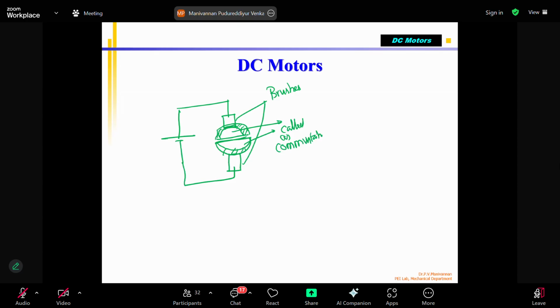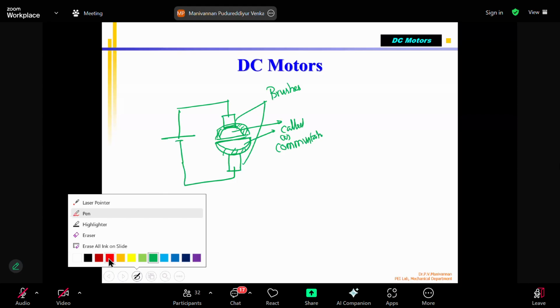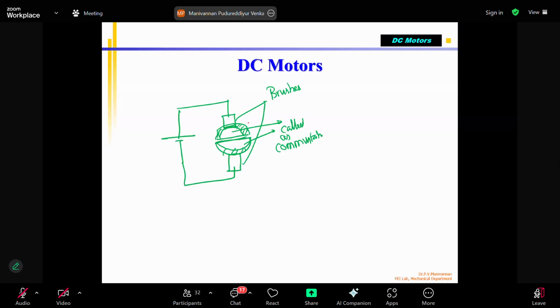Okay. Now, from the commutator, for understanding better, I will take a single turn electric motor. That means from here a wire is going, and from here also a wire is going, something like this. This is the armature coil. Okay, this is the armature coil.